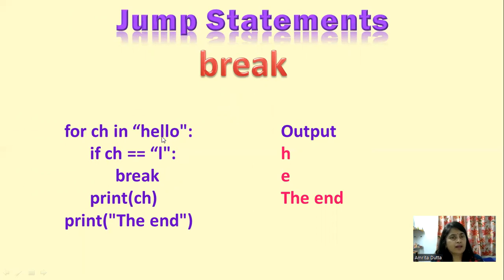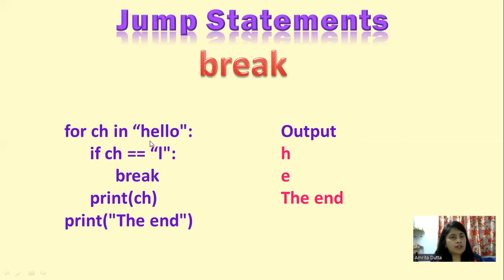Next, the third character, when ch will point to 'l', it satisfies the condition because ch == 'l'. So the condition becomes true. And then we have used the keyword break. So what will happen? The entire loop will be terminated. If break was not used, then the loop would have continued for 5 times. But here it will be continued only for 2 times.